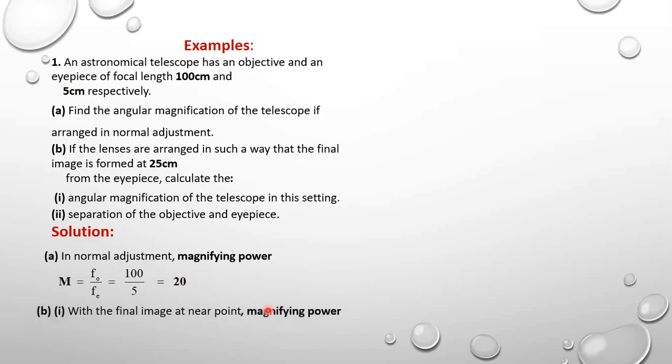Let's look at when the final image is at a near point. They also want us to get the angular magnification, the magnifying power. So here we shall still borrow the formula that we derived. That is M is equal to f0 over fe into brackets 1 plus fe over D, where f0 is 100, fe is 5, and D is 25.